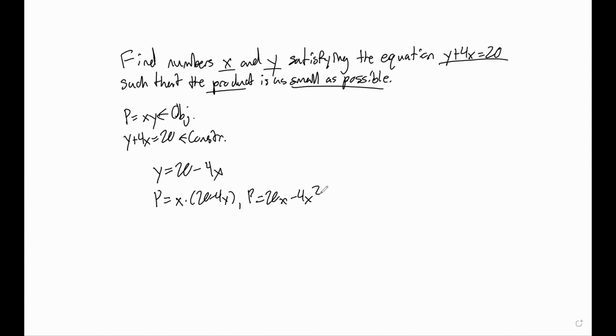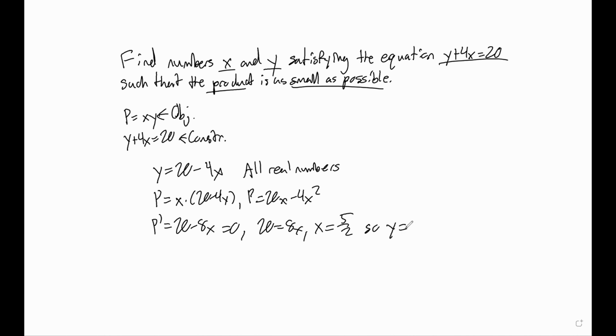So now when we try to find the interval, we are trying to find any sort of restrictions or limits on the given equation, y plus 4x equals 20. But when we look at it, there are no limits at all, and it can be negative or positive. So the interval is all real numbers, or negative infinity to positive infinity in another way of saying it. So now that we have that, let's find the derivative. So P prime is equal to 20 minus 8x. Then we set this equal to 0 to find the critical numbers. So 20 is equal to 8x, and x is equal to 5 over 2.